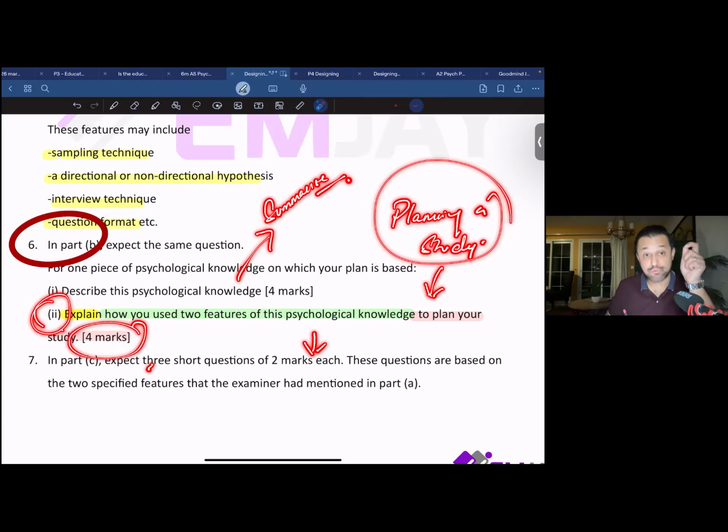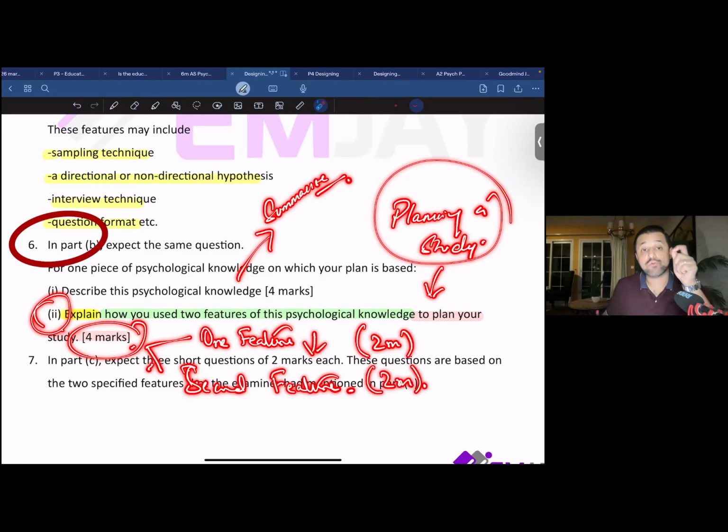Remember, my dear, this is a 4-mark question. They're asking you about two features. So feature number one, and then the second feature, right? So you'd be expected to write down worth 2 marks each.